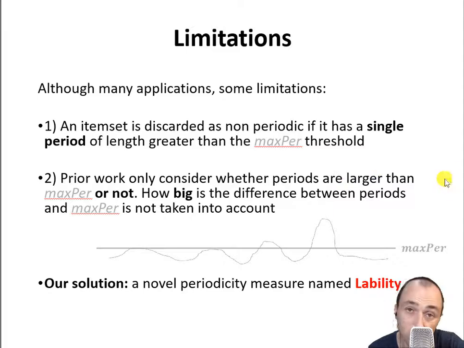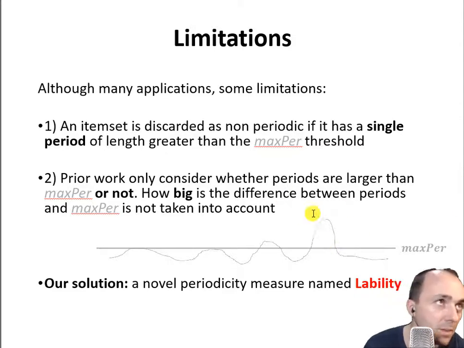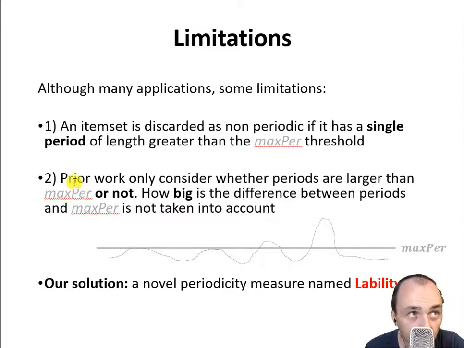So we think that this is too strict, because maybe a pattern is always periodic, but only one time is more than the maximum. Another problem is that the prior work only considers whether the periods are less or more than the maximum periodicity, but they don't care about how big the difference is. Okay, so let me show you an example here. I drew some picture. Here we have the maximum periodicity, the line here, and we have the time. The y-axis is the periodicity, and the x-axis is the period. So here the periodicity is lower than the maximum, then later still lower, and then we exceed a little bit.